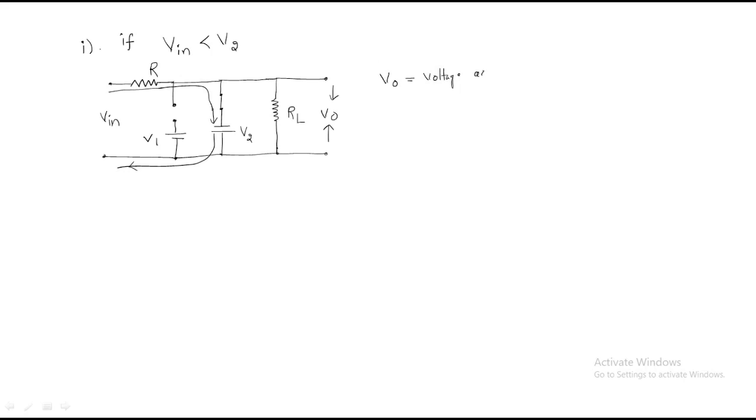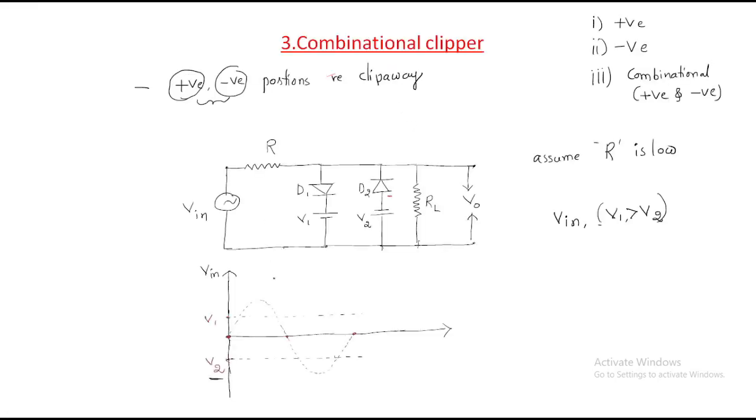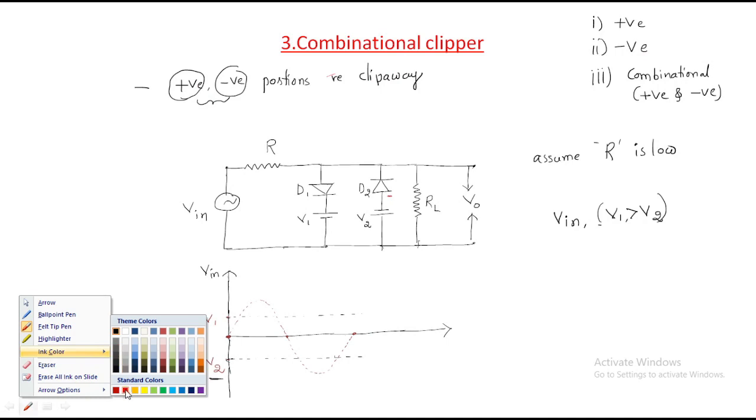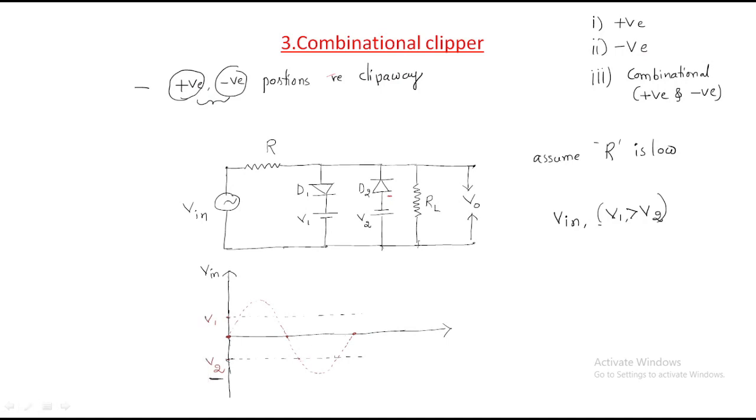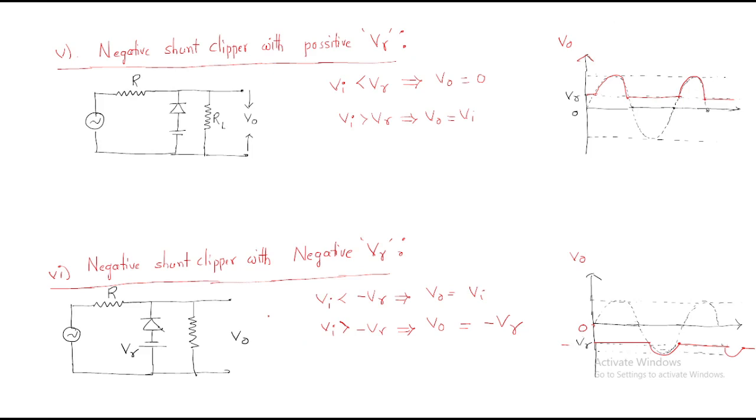V0, equal to the voltage across the load resistance, is nothing but V2 here. So we will draw for this portion: the voltage across this is V2. V2 means we have a straight line here. Okay. Next condition.